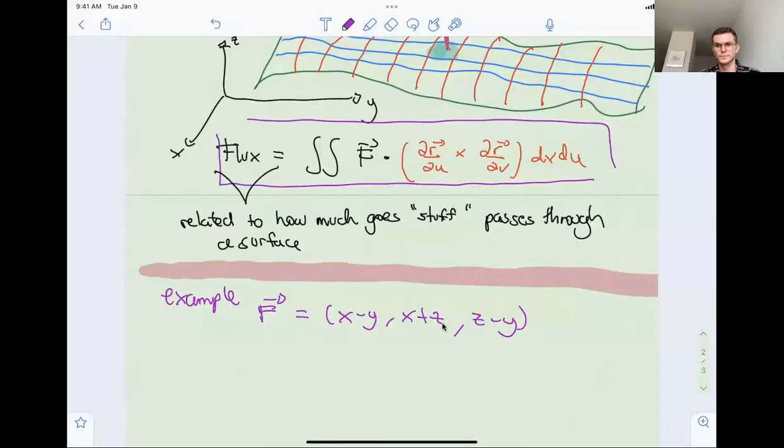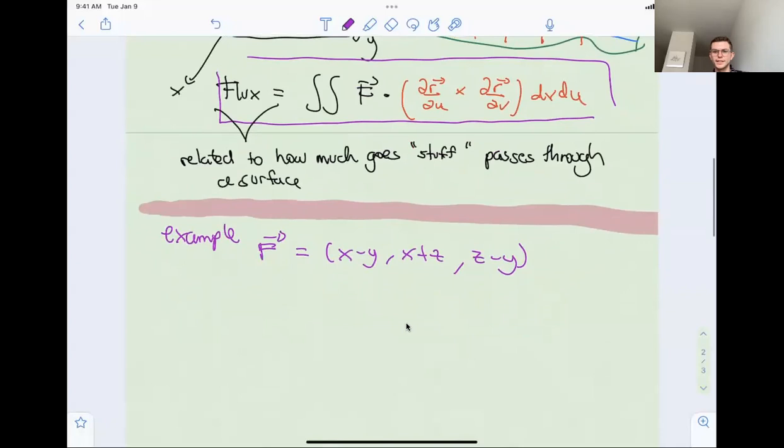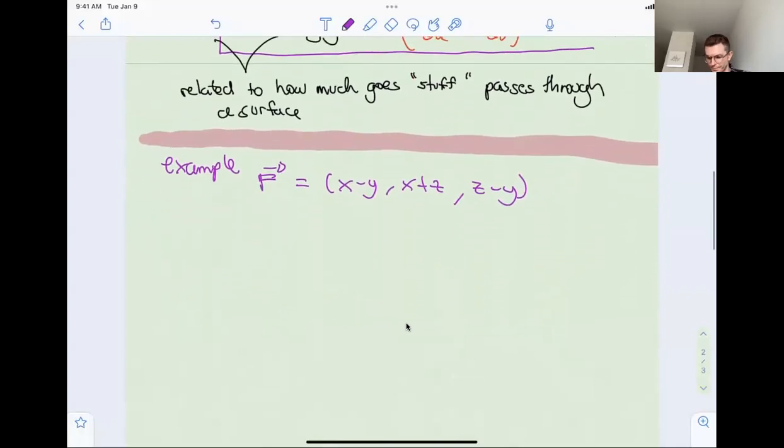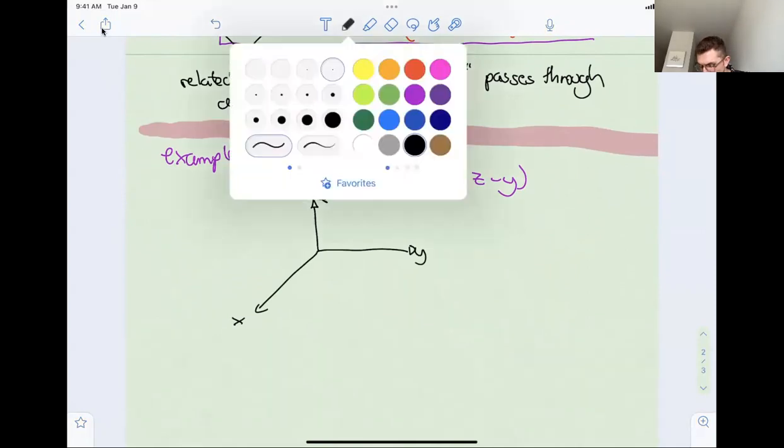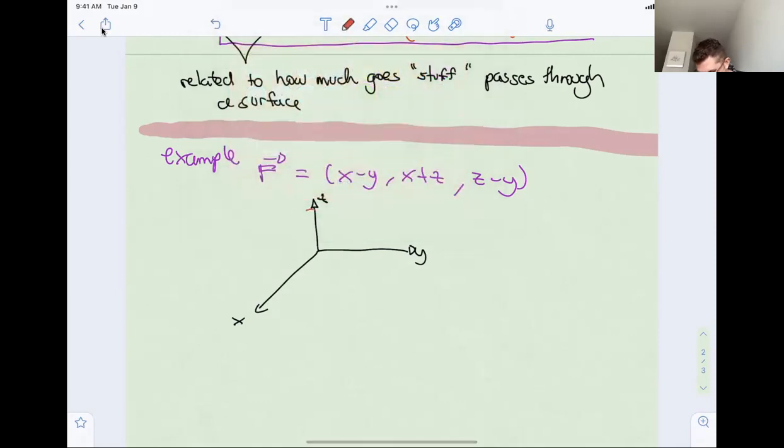So let's say that this is the vector F, and we want to know how much stuff goes through this vector. The surface will be the unit disk, but not the usual one on the XY plane, but rather the one at height 1. So I'm going to draw the unit disk here.